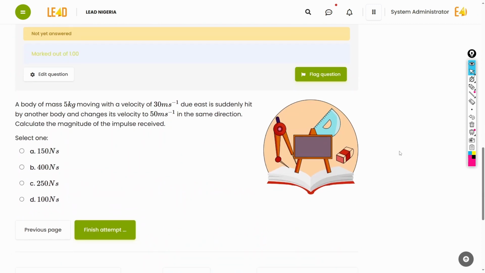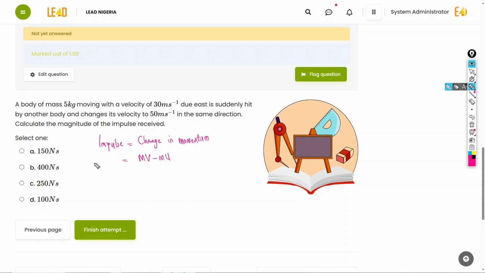53. A body of mass 5 kg moving with a velocity of 30 meters per second due east is suddenly hit by another body and changes its velocity to 50 meters per second in the same direction. Calculate the magnitude of the impulse received. All right, so impulse is equal to change in momentum. That means that F times t is equal to mv minus mu. But we had really just asked for impulse, right? So we can just calculate the change in momentum.